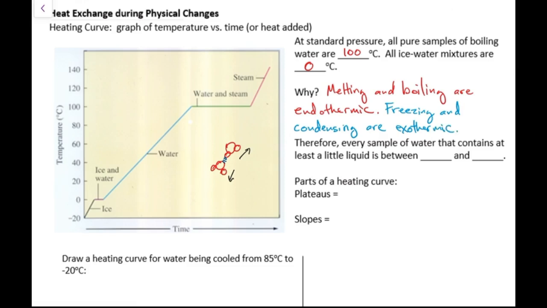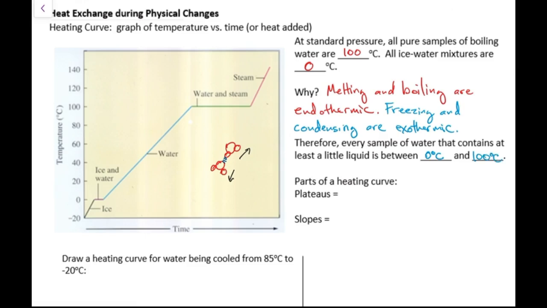So as long as there is some freezing happening, you can't get below 0 degrees Celsius. And then once you have that solid chunk of ice, now it can start to drop in temperature again. And that's what you see with this lower leg of our little heating curve. Okay? So we can say that every sample of water that contains at least a little bit of liquid has to be somewhere between 0 degrees Celsius and 100 degrees Celsius.